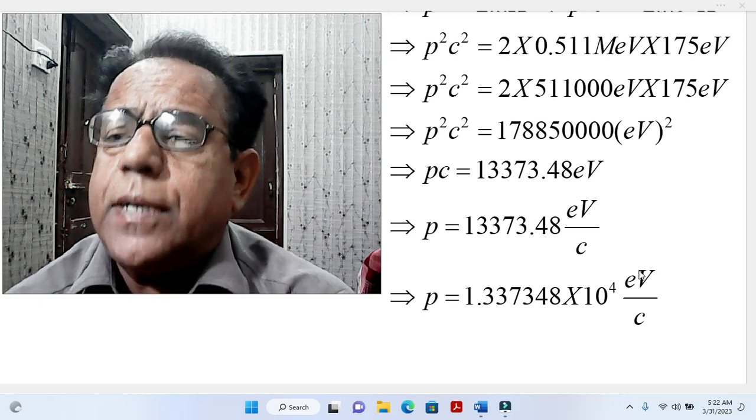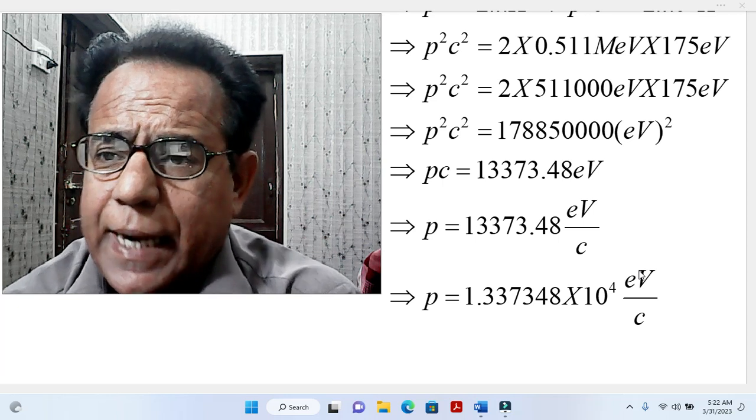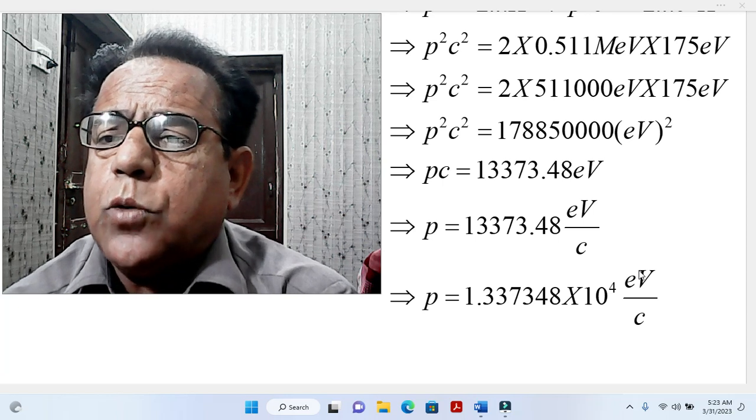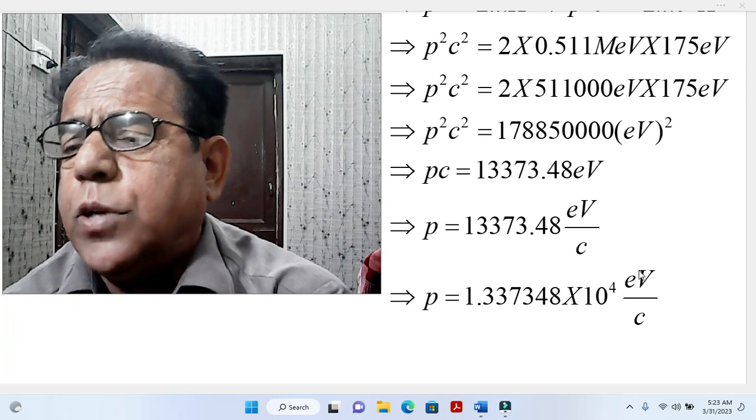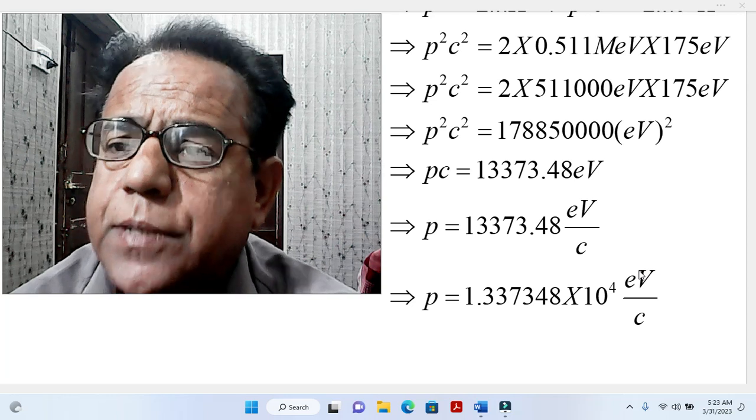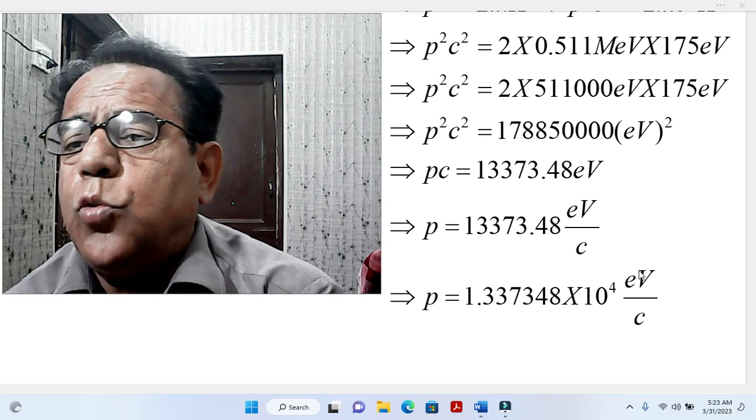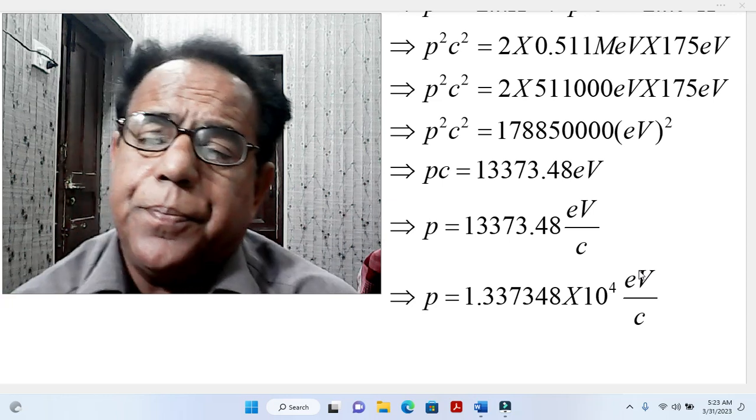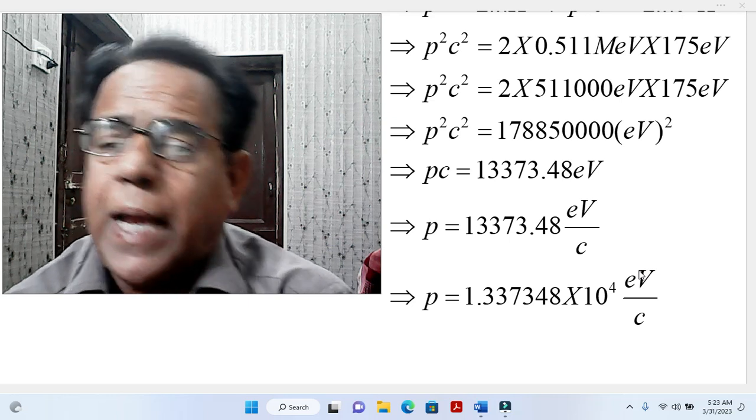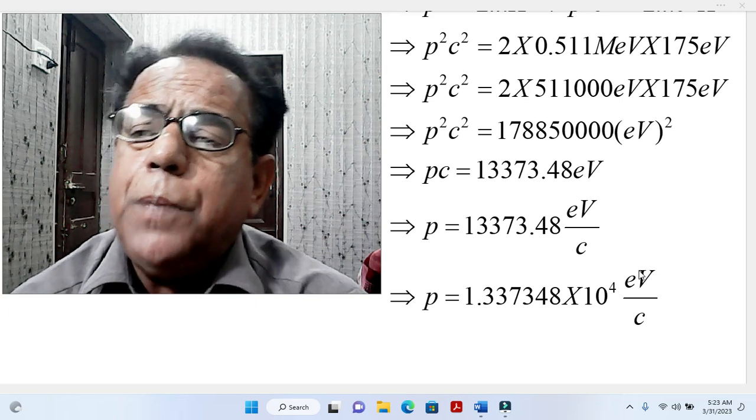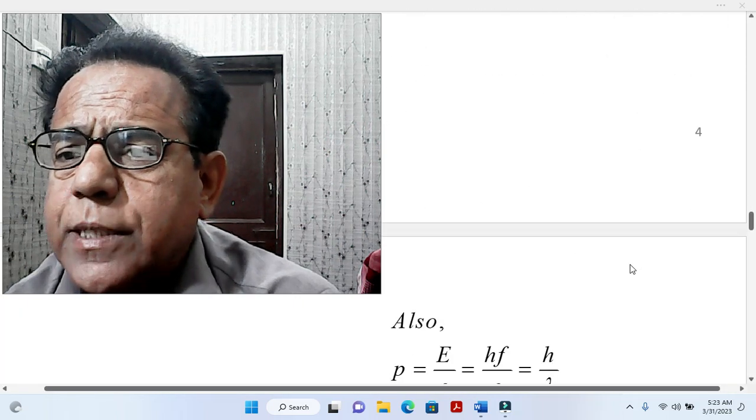Or in other words, we can modify this expression and write it in the form p equal to 1.337348 into 10 to power 4 electron volt over c. Because, dear students, we have shifted the decimal 4 stages back, so the power of 10 will be positive. Now we move to next part of this problem.